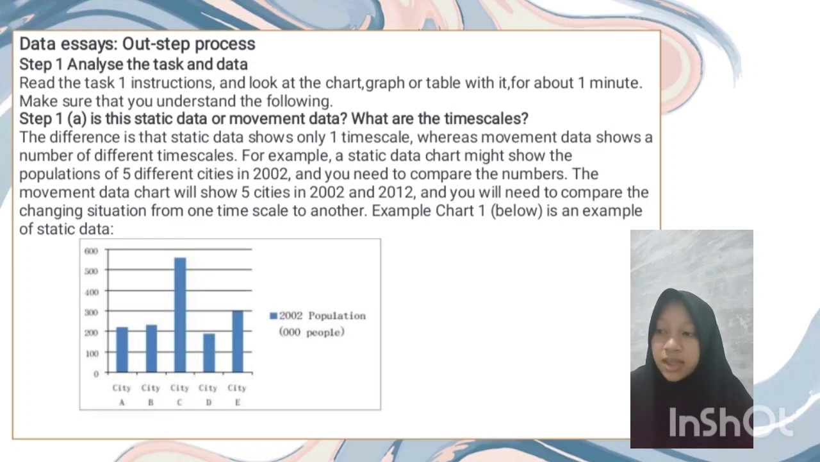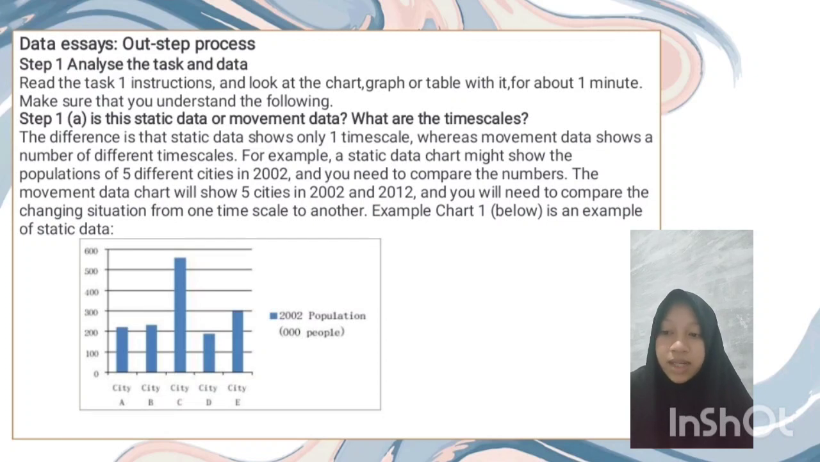What are the timescales? Static data shows only one timescale, whereas movement data shows a number of different timescales. For example, a static data chart might show the population of 5 different cities in 2002, and you need to compare the numbers. The movement data chart will show 5 cities in 2002 and 2012, and you will need to compare the changing situation from one time scale to another.